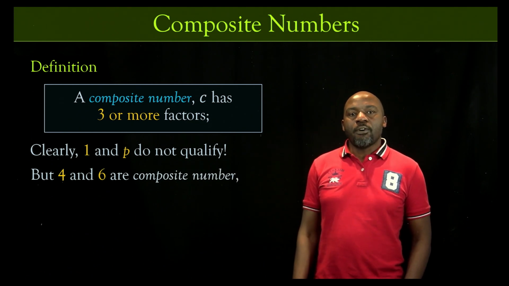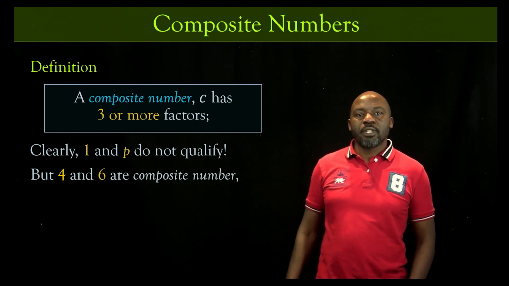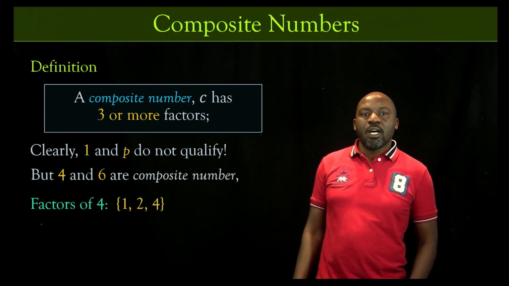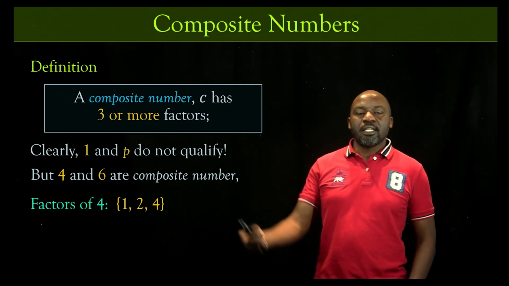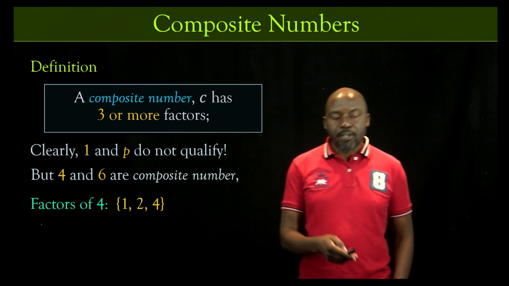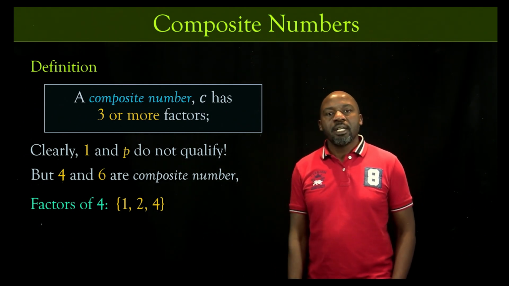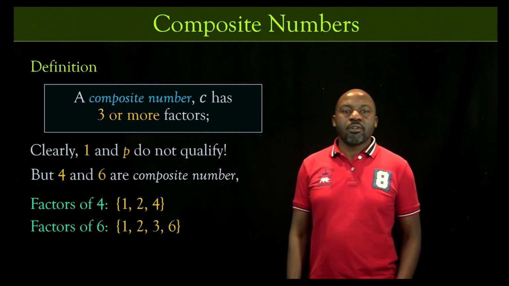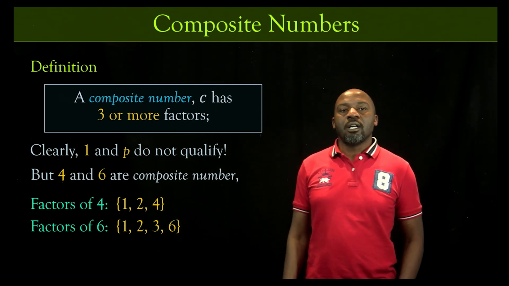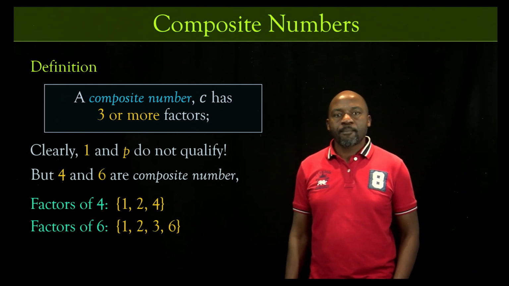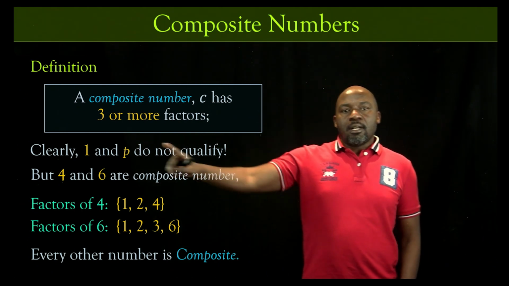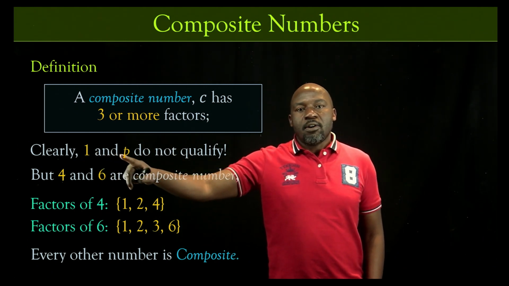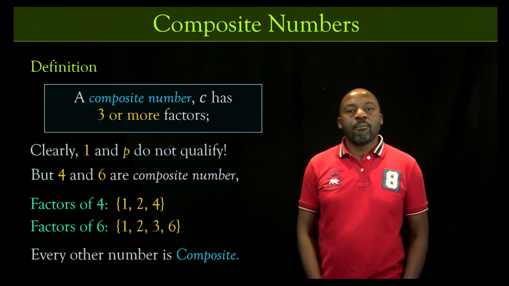So 4 and 6 are clearly composite numbers because 4 has got 1, 2, and 4 as factors. It has got 3 factors, so that makes it a composite number. 6 is a composite number because it has got 4 factors. Every other number which is not 1 or prime is a composite number.